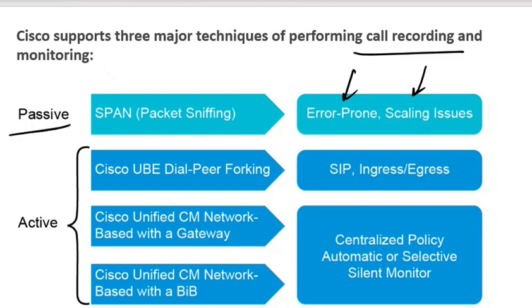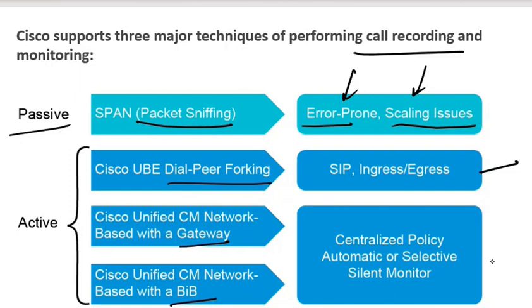So that is called passive monitoring. What it does is packet sniffing, like Wi-Fi. So with SPAN, we can do packet sniffing, but it has some problems like it is error-prone and not scalable. Other active solutions are CUBE media forking, CUCM network-based with a gateway, and based with a bridge identifier, built-in bridge. So that can use SIP, and both ingress and egress traffic can be monitored.